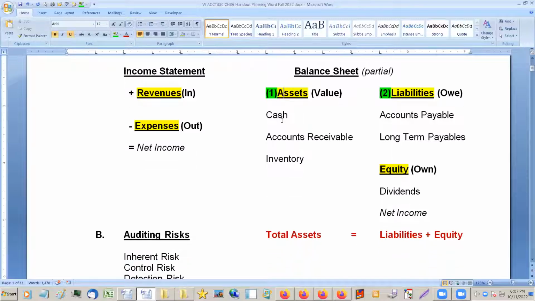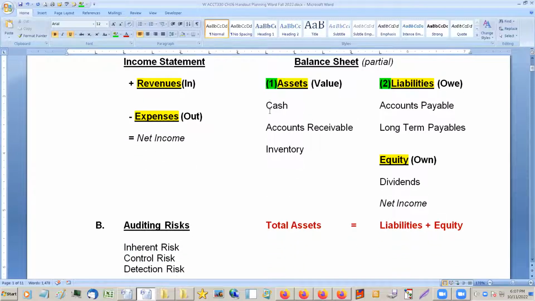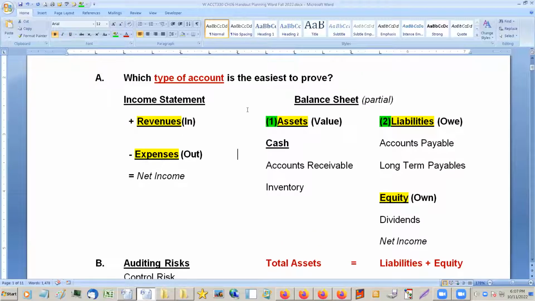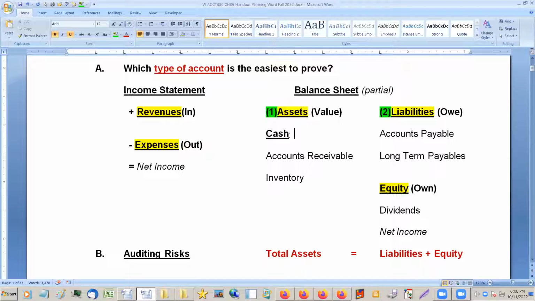So assets are the easiest to prove. And we'll go a little bit further here and concentrate on cash. Now, cash is very often the smallest account or one of the smallest accounts on the balance sheet. In fact, it's so small that if you looked at it simply by the dollar amounts, you'd say, okay, you don't even need to audit cash because it's not material.